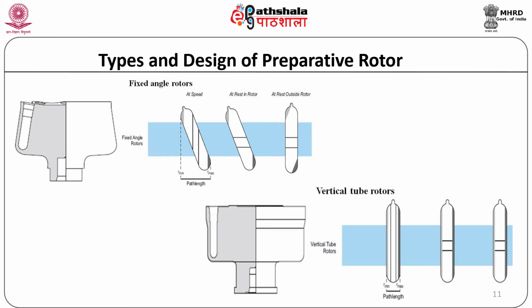Vertical tube rotors. Tubes are aligned vertically in the body of the rotor at all times. It can be regarded as a zero angle fixed angle rotor. The solution in the tube reorients through 90 degrees during rotor acceleration to lie perpendicular to the axis of rotation and parallel to the applied centrifugal force. It returns to its original position when the rotor is decelerated.